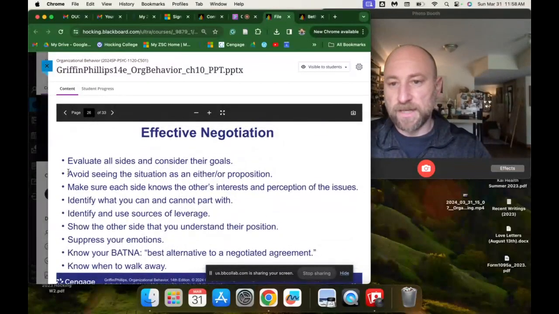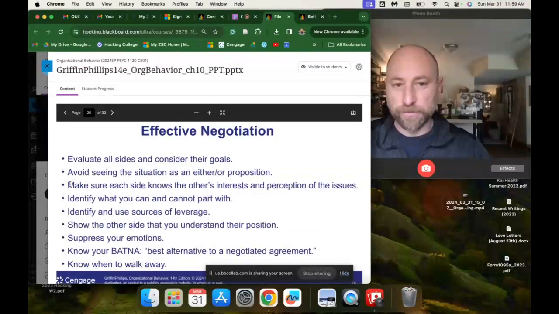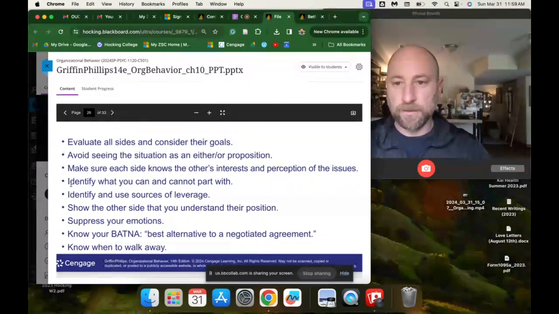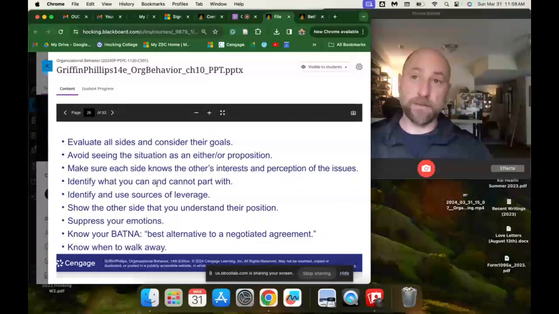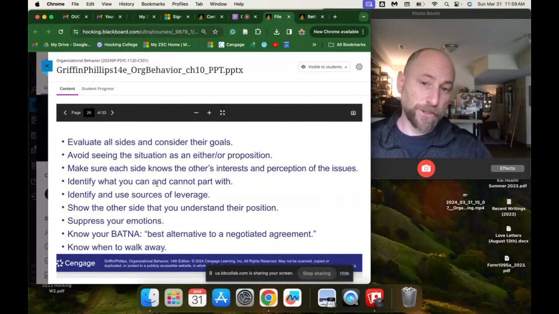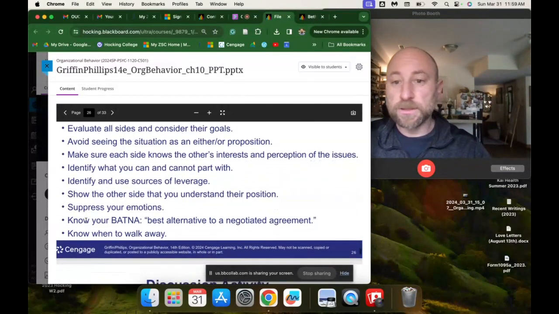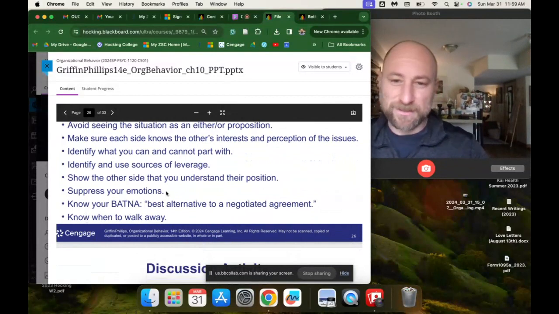Effective negotiation: we evaluate all sides, consider their goals, avoid seeing the situation as an either-or proposition, make sure each side knows the other's interests and perception of the issues, identify what you can and cannot part with. You have to know what your limit is of what you can give up in a situation, what's essential, what's not essential. Identify and use sources of leverage. Show the other side that you understand their position. Suppress your emotions. Emotion regulation is crucial to all aspects of success in life.